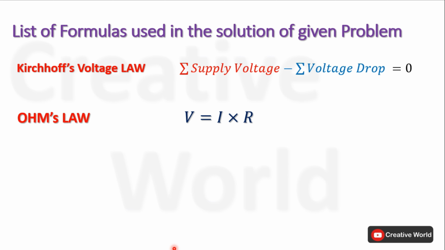According to Ohm's law, the voltage across any resistance R is always equal to the product of the current through that resistance and the value of resistance. The electrical power calculation formula will also be utilized in this problem. The power formula is P equals V multiplied by I, where V is the voltage across an element and I is the current through that element.